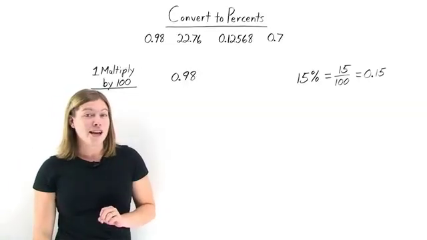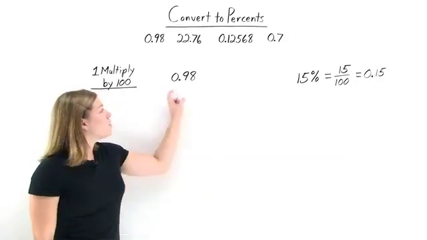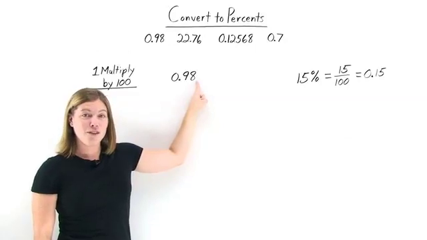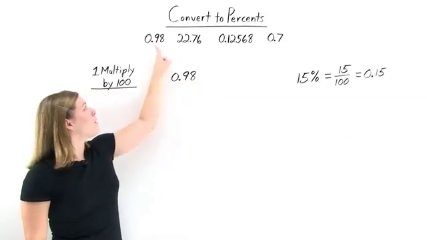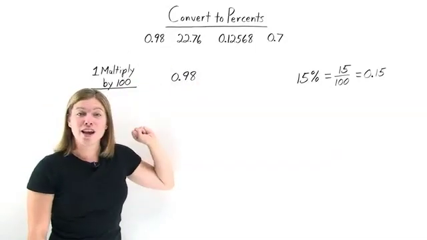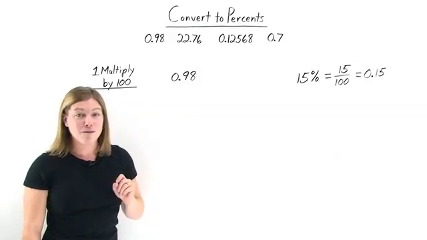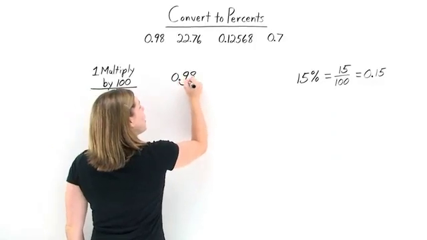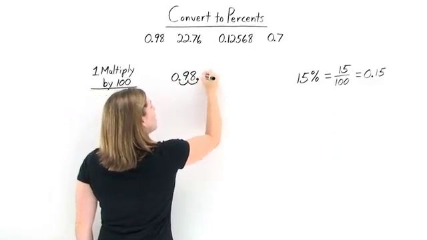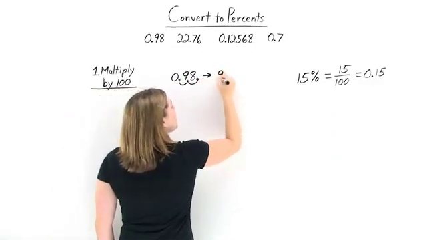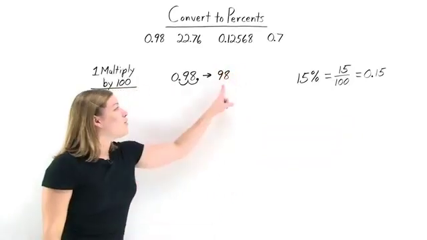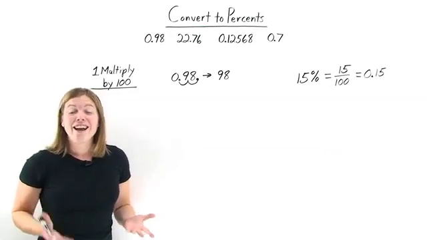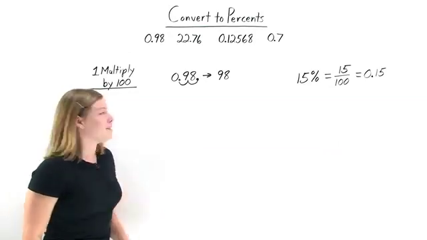When you multiply a decimal by 100, you are actually taking that decimal point and moving it 2 places to the right. So if we want to convert 0.98 to a percent, we can multiply it by 100. Or we could use that quick trick and move this decimal point 2 places to the right. When we do that, we get the number 98. So 98 is the value of the percent. Great! Now let's do the same thing for all the other decimals.